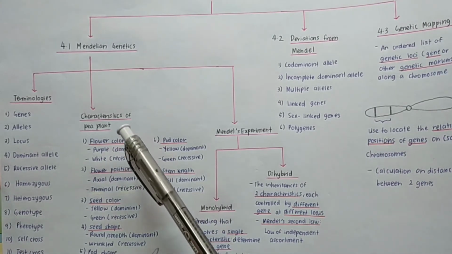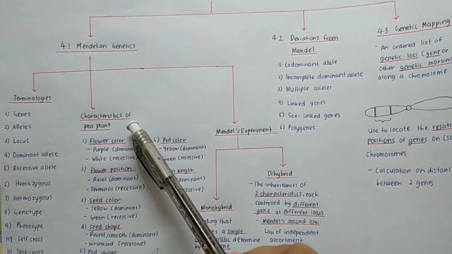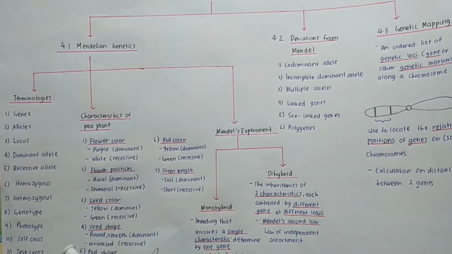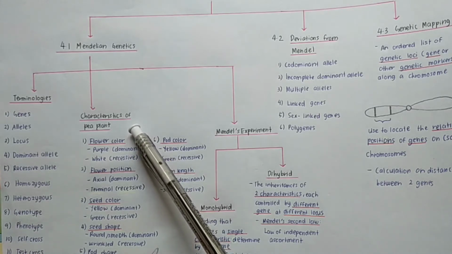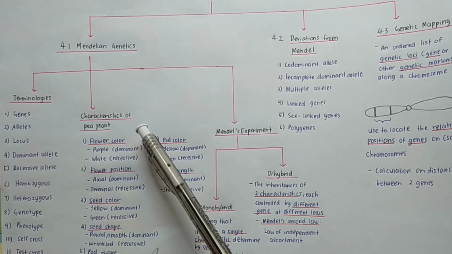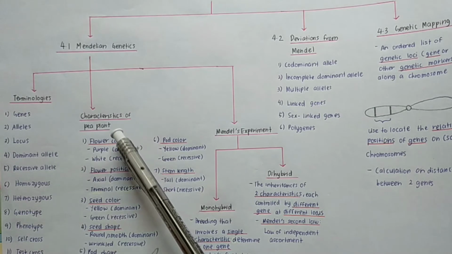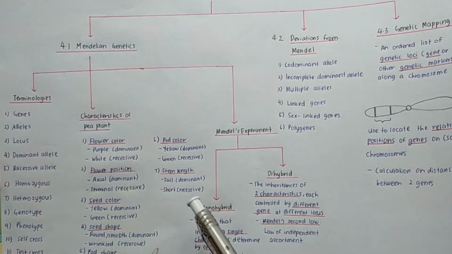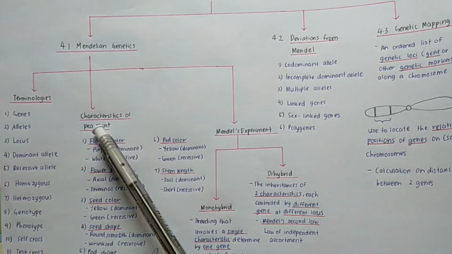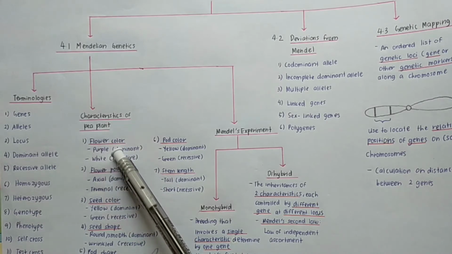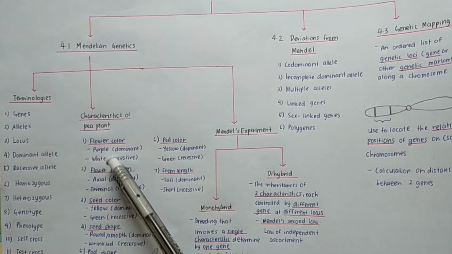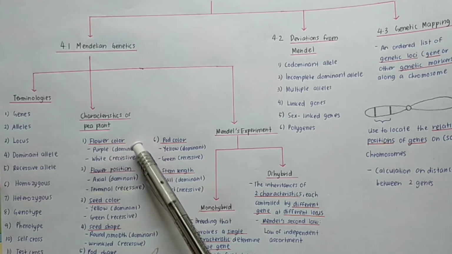Next, about Mendelian genetics, you also have to know about the characteristics of pea plants, because they are the basis of the work of Gregor Mendel. Gregor Mendel discovered Mendelian genetics. So macam mana dia nak identify? Dia akan gunakan pea plant. The first characteristic of the pea plant discovered by Mendel is the flower color. For flower color, there are purple and also white. Purple is the dominant phenotype, while white is the recessive phenotype.